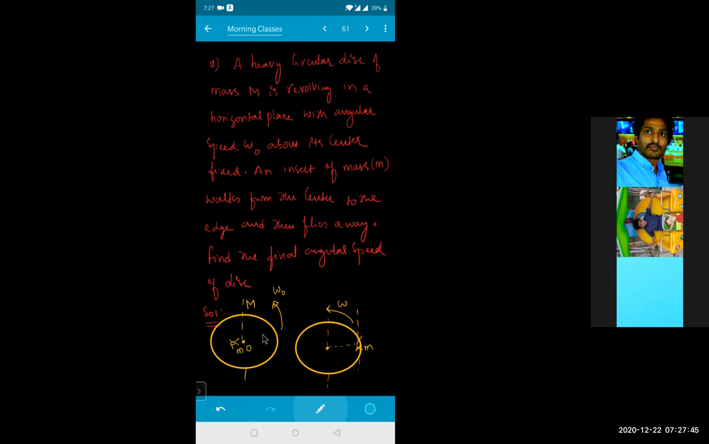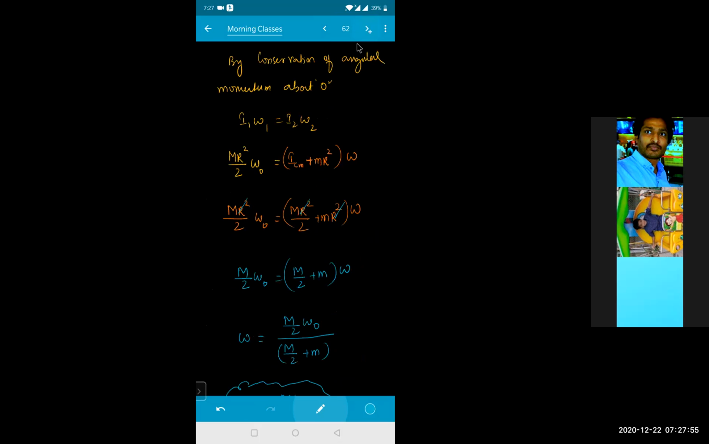Now for the next one, the particle is at a distance r from the axis of rotation. These two axes are parallel, so I equals I CM plus m into r square. That is the reason I have taken I2 equals I CM plus small m into r square. The moment of inertia of the disk passing through the center and perpendicular to the plane is M r square by 2. To simplify it, you will get the answer for the given question.